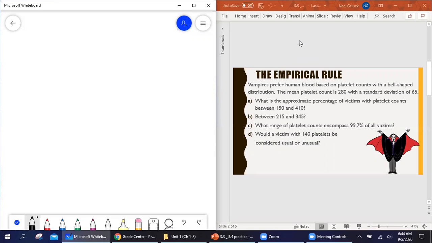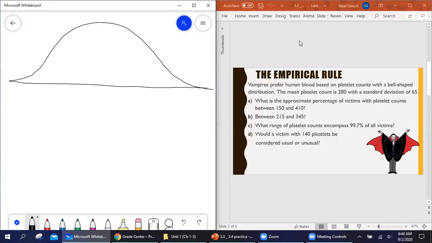For the first slide here, we're going to be using the empirical rule, which is that whole making the curve and the percentages, 68%, 95%, all that fun stuff. Vampires prefer human blood based off platelet count with a bell-shaped distribution. So I'm going to draw this out. You're going to draw lots of normal curves throughout this class.